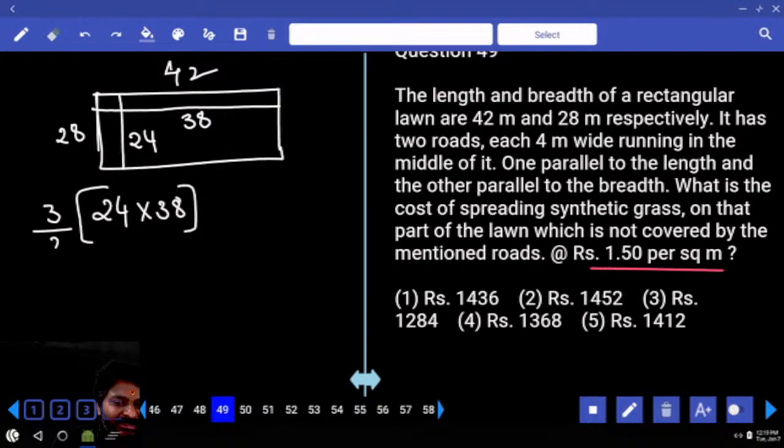We can write it as 3 by 2, correct? Now 2 how many times? Last digit verification: 3 into 2 is 6, 6 into 8 is 48. The answer ends with how many? Only one.